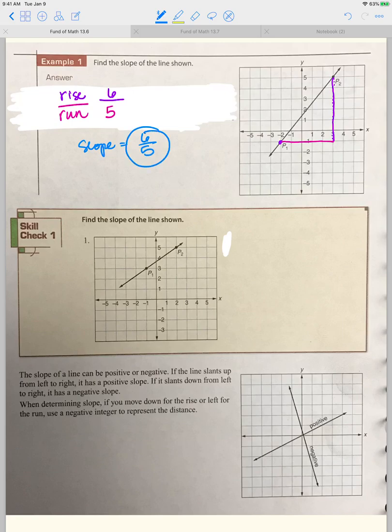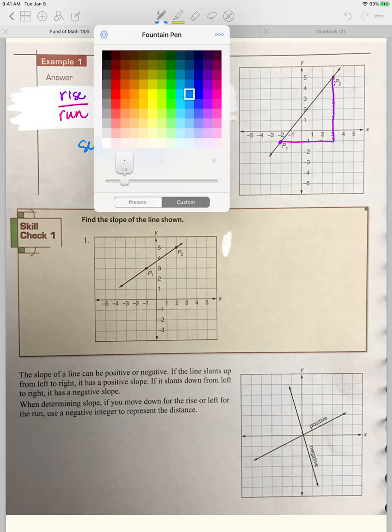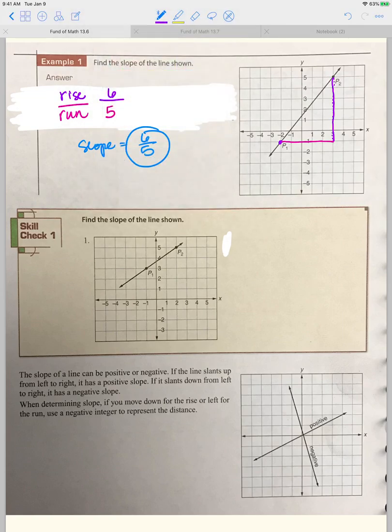Okay, skill check number 1, find the slope of the line shown. We're going to first figure out the rise because we always look at the change in the y first. Change in y.